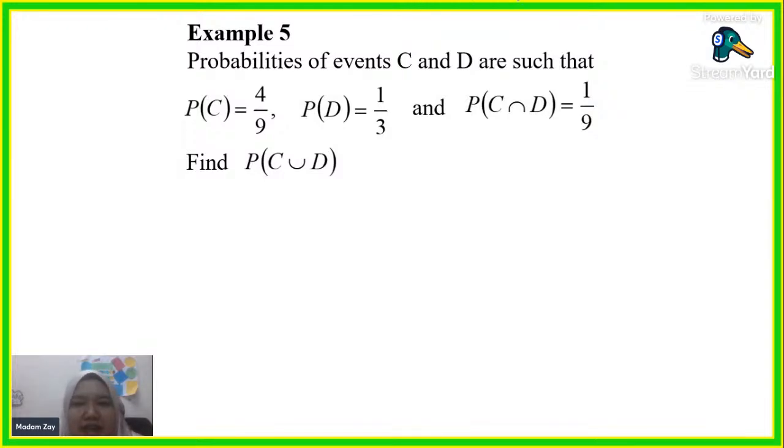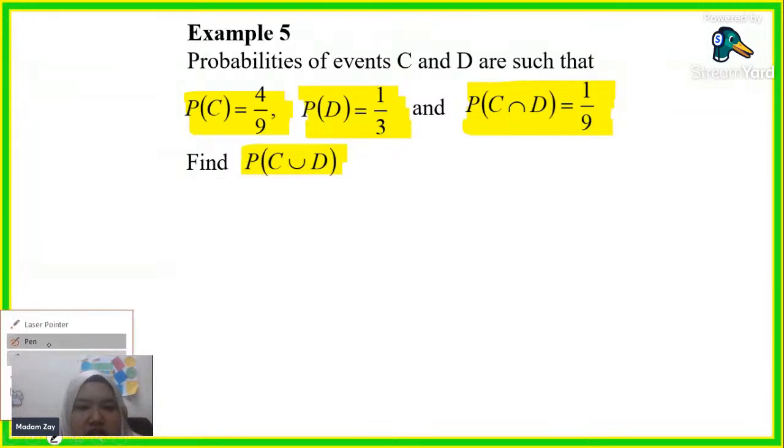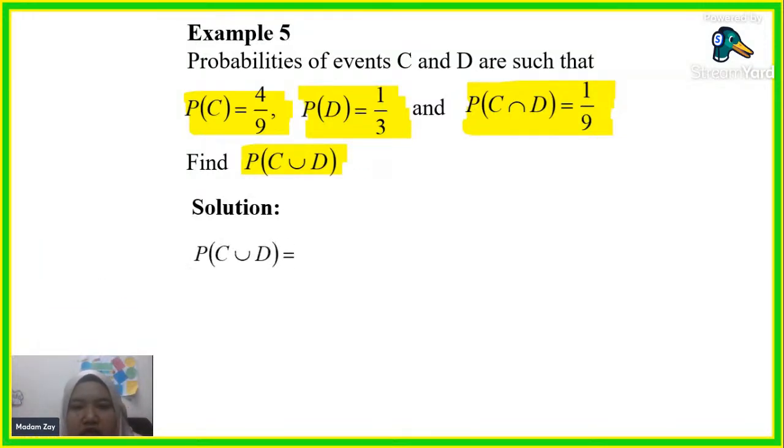The probabilities of events C and D are such that the probability of C is equal to 4 over 9. The probability of D is equal to 1 over 3. And then the probability of C intersect D is equal to 1 over 9. So to find the union, we have to use the general formula, which is the probability of the union equal to the probability of C plus D minus the intersection. Okay, so you have to write it down like this.